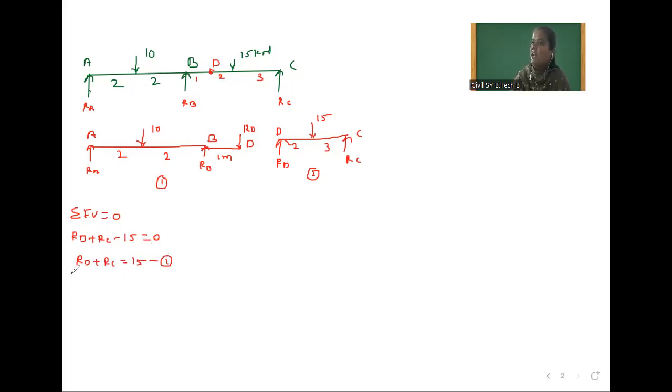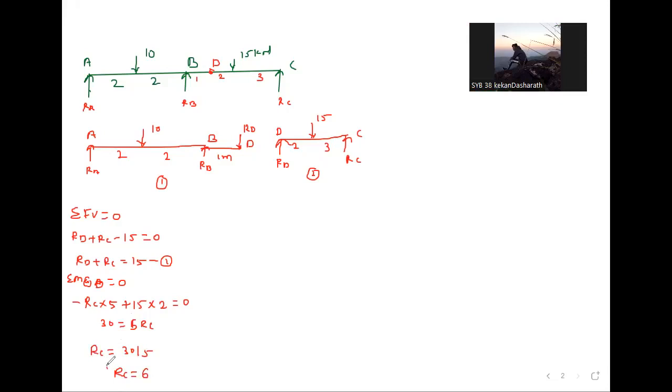We will apply second equation, summation moment at D which is equal to 0. So this RC creates anti-clockwise movement. So RC into perpendicular distance is 5 plus 15 into 2 which is equal to 0. So 30 which is equal to 5 RC. Therefore RC which is equal to 30 divided by 5. So you will get RC which is equal to 6 kilonewton.